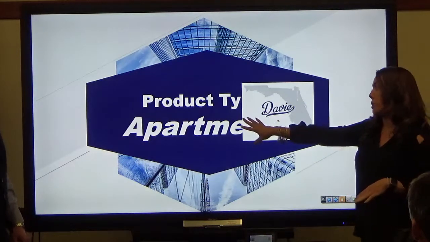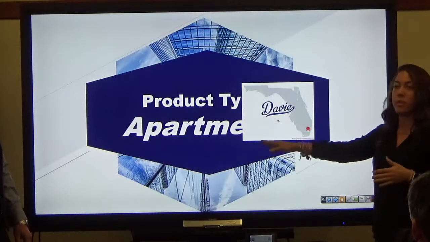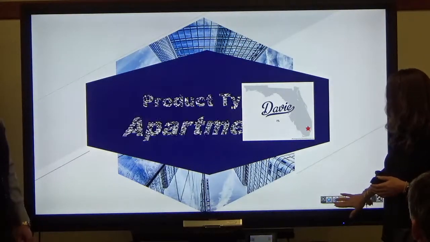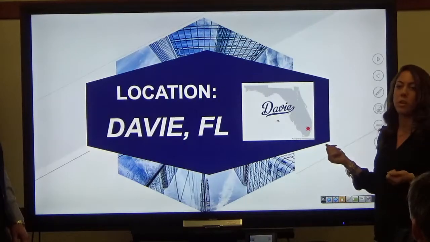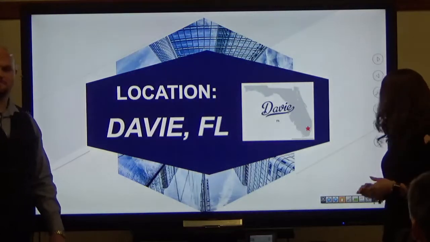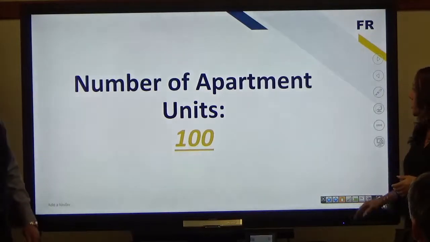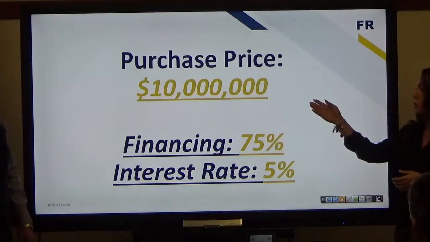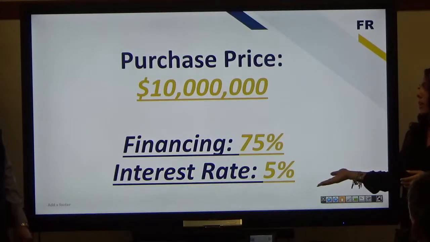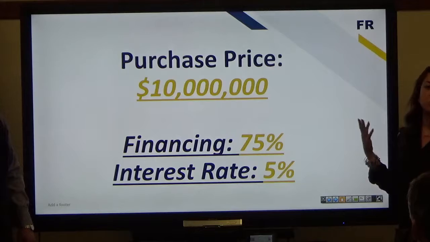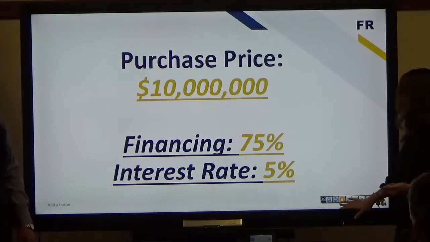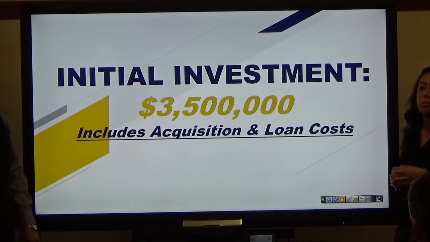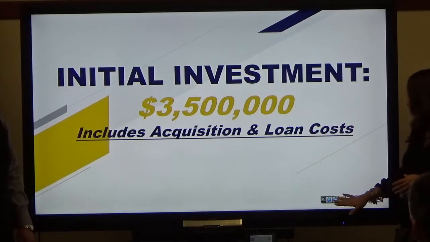What it's showing you at first is product type, apartments, because your investor is going to want to know what they're getting themselves into. The location is Davie, Florida, because we believe strongly that the investor's also going to want to know where they're putting their money. Next, we show the number of apartments that you're investing into, purchase price, financing terms, interest rate. We wanted to make it nice and bold. If we're presenting to an audience, we wanted to go in, out. Initial investment, this is what you as the investor is putting into the project. This includes your acquisition and your loan cost.